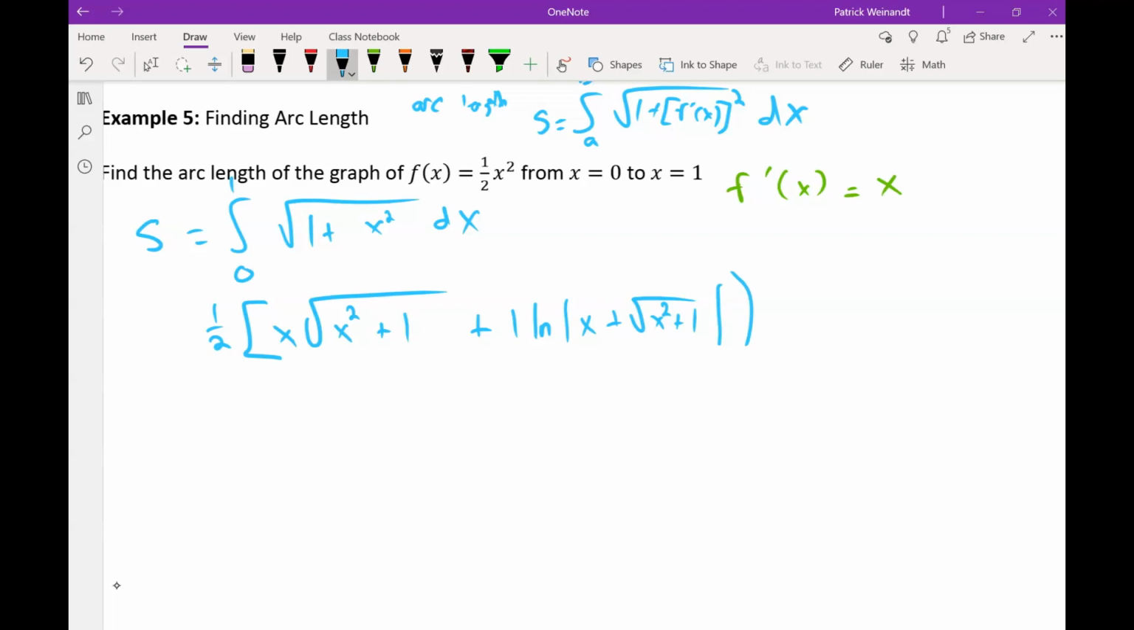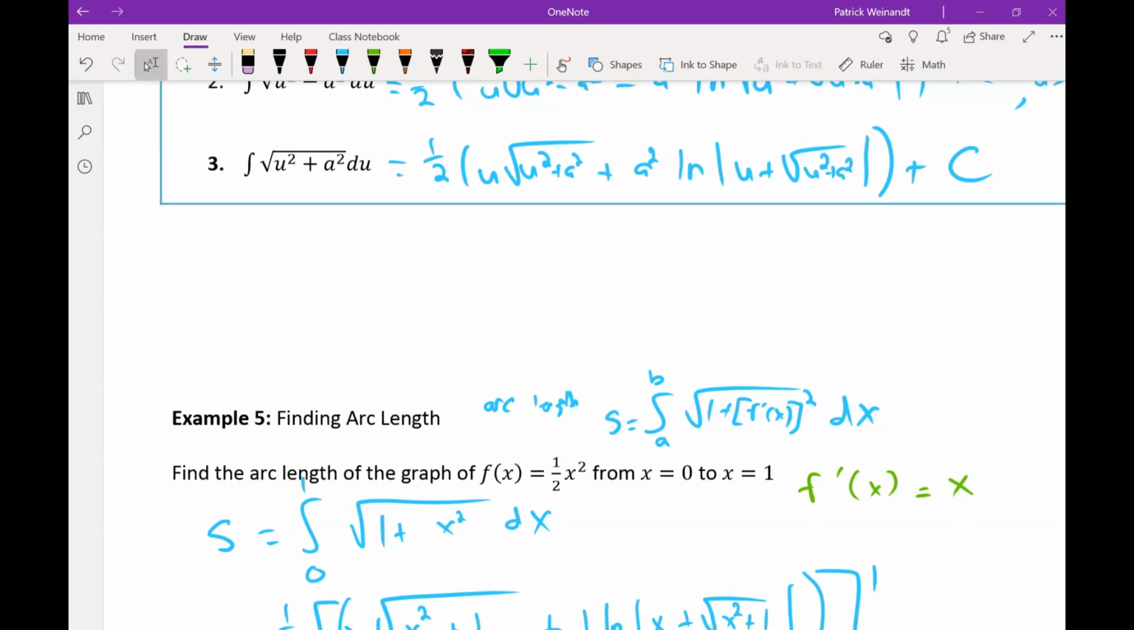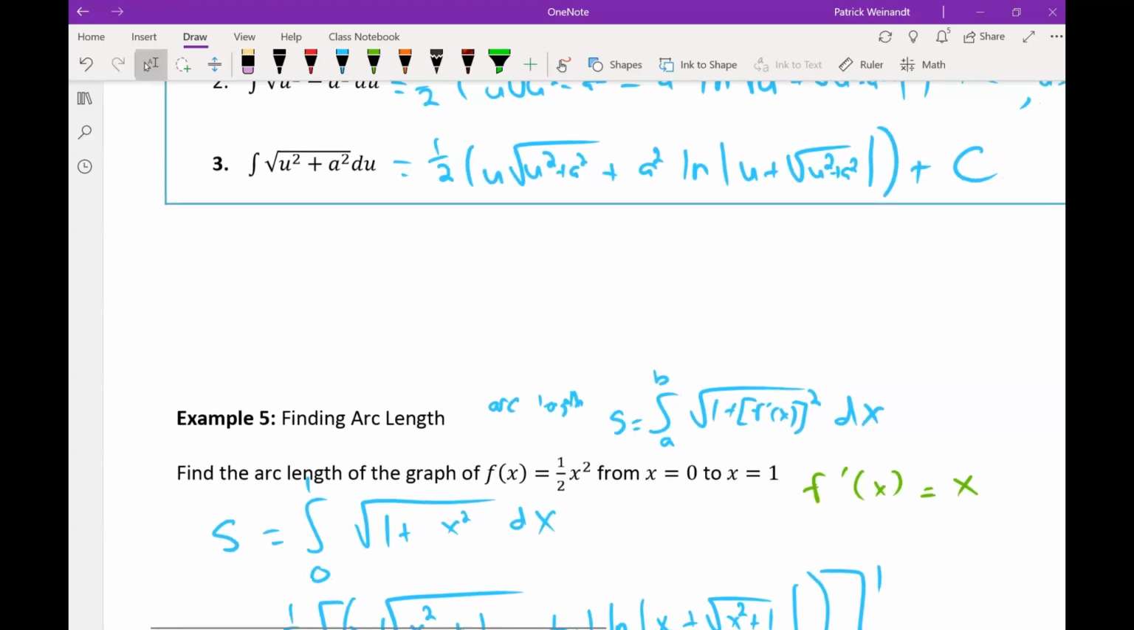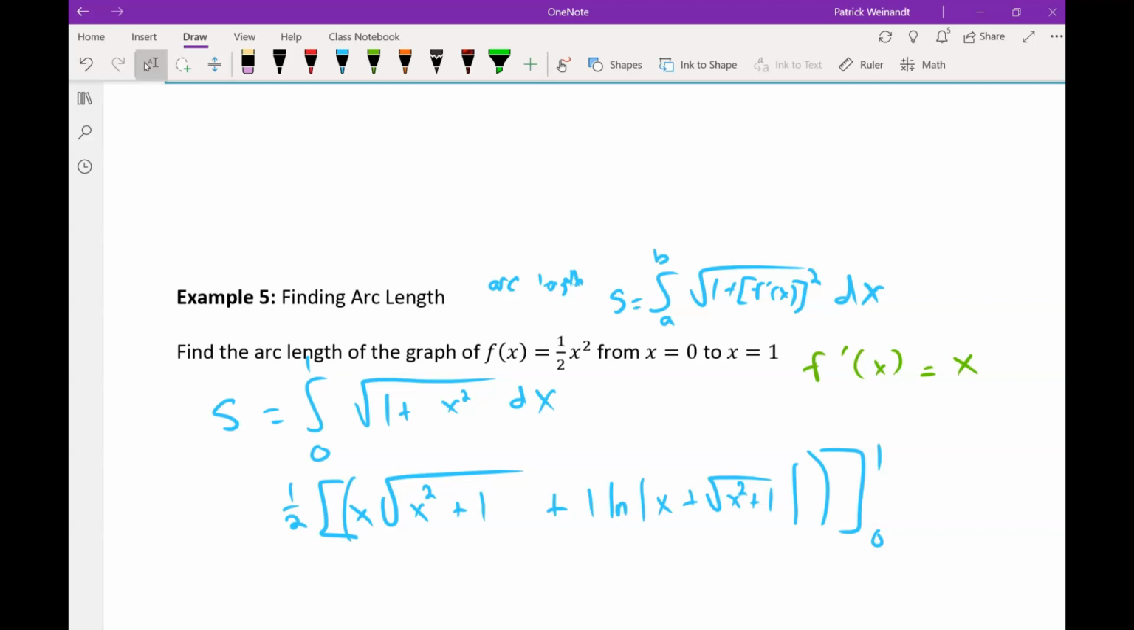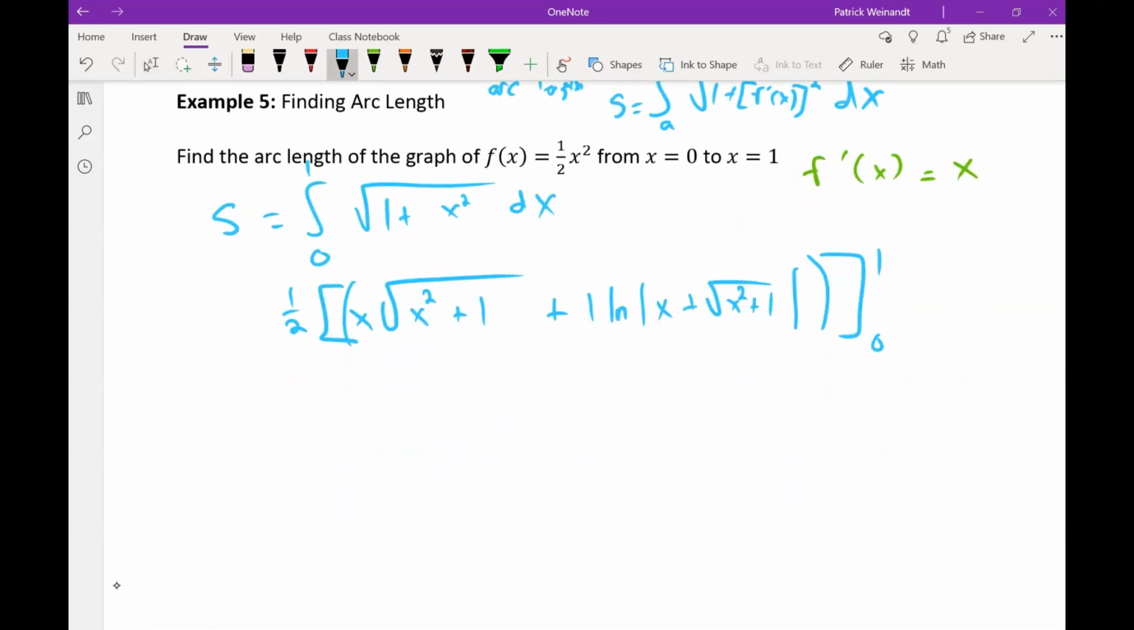So we want to evaluate this from our limits of integration, 0 to 1. All I'm doing is using that formula, which makes integrating faster because that's what I'm going to get in the end. Anyways, if you just wanted to integrate this using trig substitution, you certainly could. You should arrive at the same answer. But we're going to find that this is equal to approximately, if you plug this into your calculator, about 1.148, and that would be our arc length. So that one's not too bad.